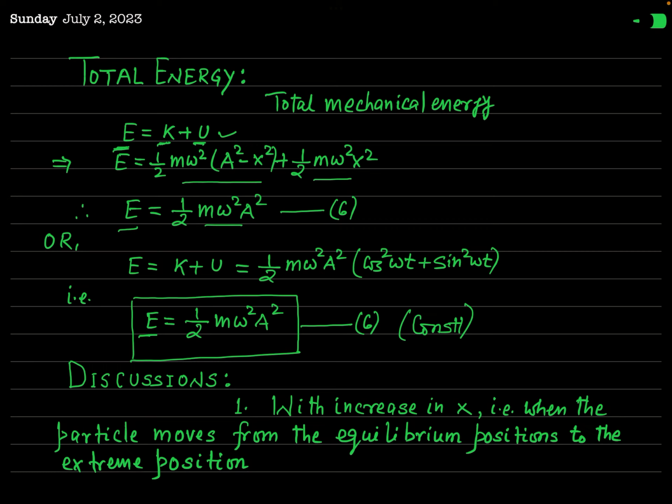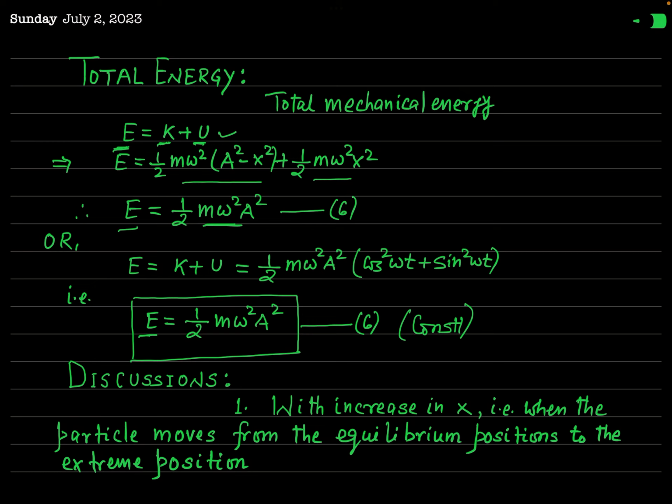Now see this equation 6. As you can see, during this free simple harmonic motion, none of the quantities on the RHS varies, and so you can say that the total mechanical energy of a harmonic oscillator during free simple harmonic motion is constant. E is constant. Actually, these things will be discussed later on. First of all, we are going to derive the expressions for these energies.